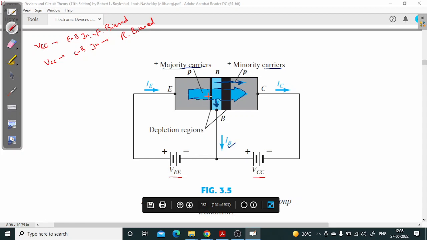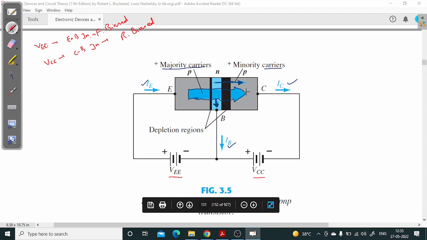And the only change here is the deflection of some of the majority charge carriers from this big arrow towards this base terminal. That will form the base current. And because the deflection is very small, the number of charge carriers coming to this base terminal is very small, so the magnitude of IB will be very small as compared to the magnitude of IE and IC. So now the directions of IE, IB and IC are clear.